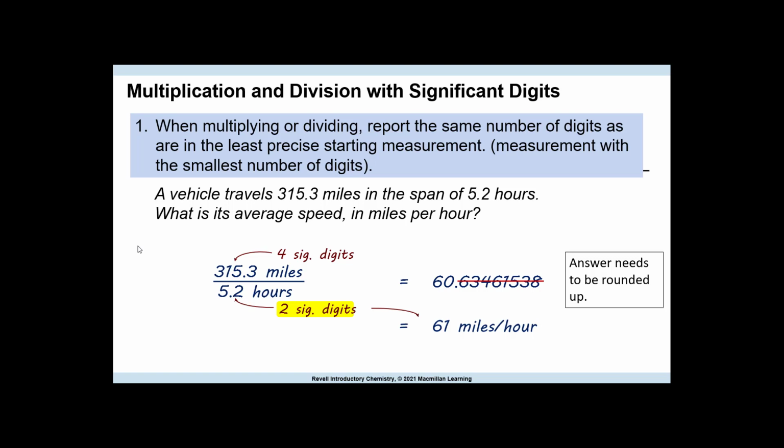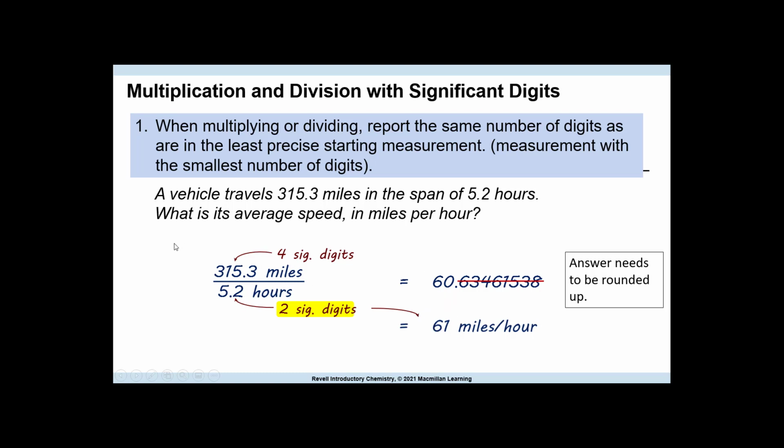Simply, it means find the value that has the least amount of digits in it. That's going to dominate, and that's going to control how many sig figs you have in your answer. That's it. That's all it means. This is less precise than this. This has 2 digits. This has 4 digits. My value is going to be 2 digits.